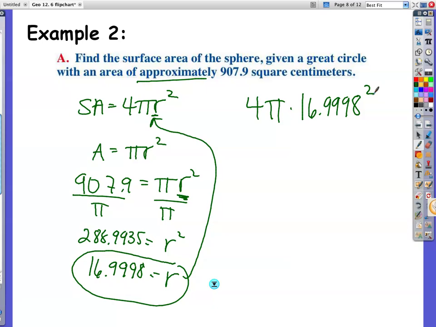So let's do a little calculation. Times 4 pi, and I'm coming up with a surface area of 3,631.6. My label will have to be centimeters squared. 3,631.6 centimeters squared.